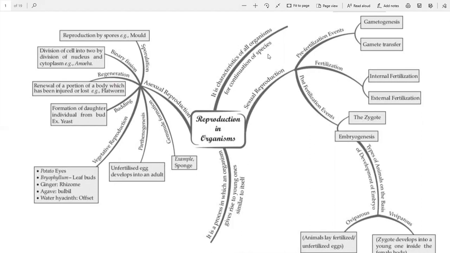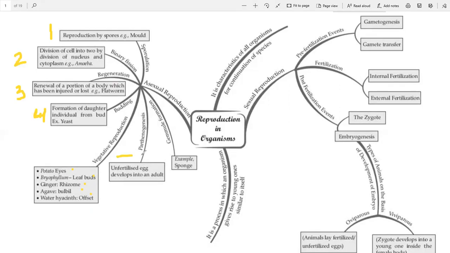In asexual reproduction, sporulation, as I told, is reproduction by spores, which is seen in mold. So this is our first type. Second is binary fission, which is seen in amoeba, and regeneration is the third type. And fourth type is budding, which is seen in yeast. Vegetative reproduction or vegetative propagation in potato eye, bryophyllum, ginger, agave, water hyacinth, pistia offset. And then there are some special cases for reproduction, like parthenogenesis.